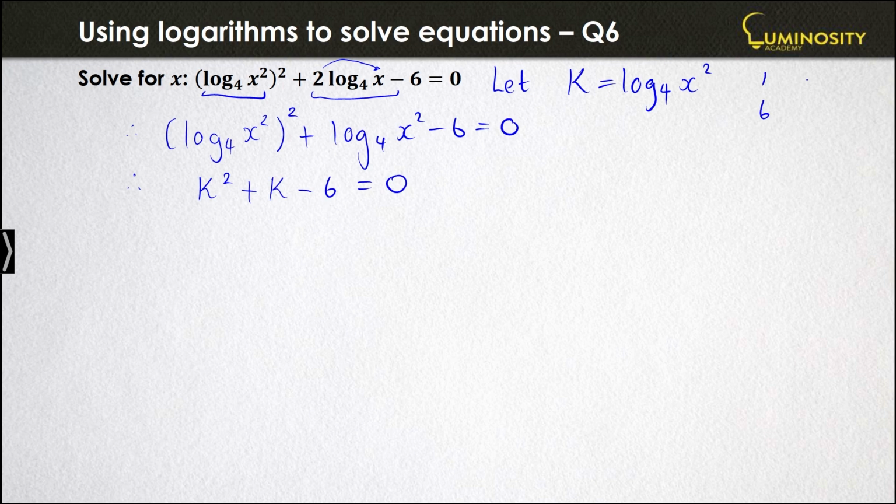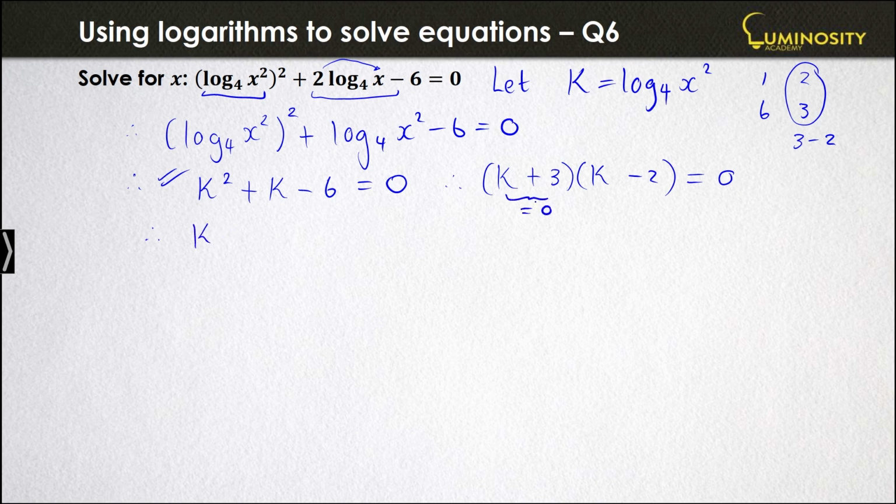Factors of 6 are 1 and 6, 2 and 3. Most likely to give me a difference of positive 1 would be 3 minus 2. So therefore, if I try factorize this, it's going to be k and k, positive 3 and a negative 2. And if you expand that out, you'll see you get the correct quadratic expression that we have here. Therefore, using the zero law, if I equate that to 0, k must be negative 3, or equating that equals to 0, k must equal 2.